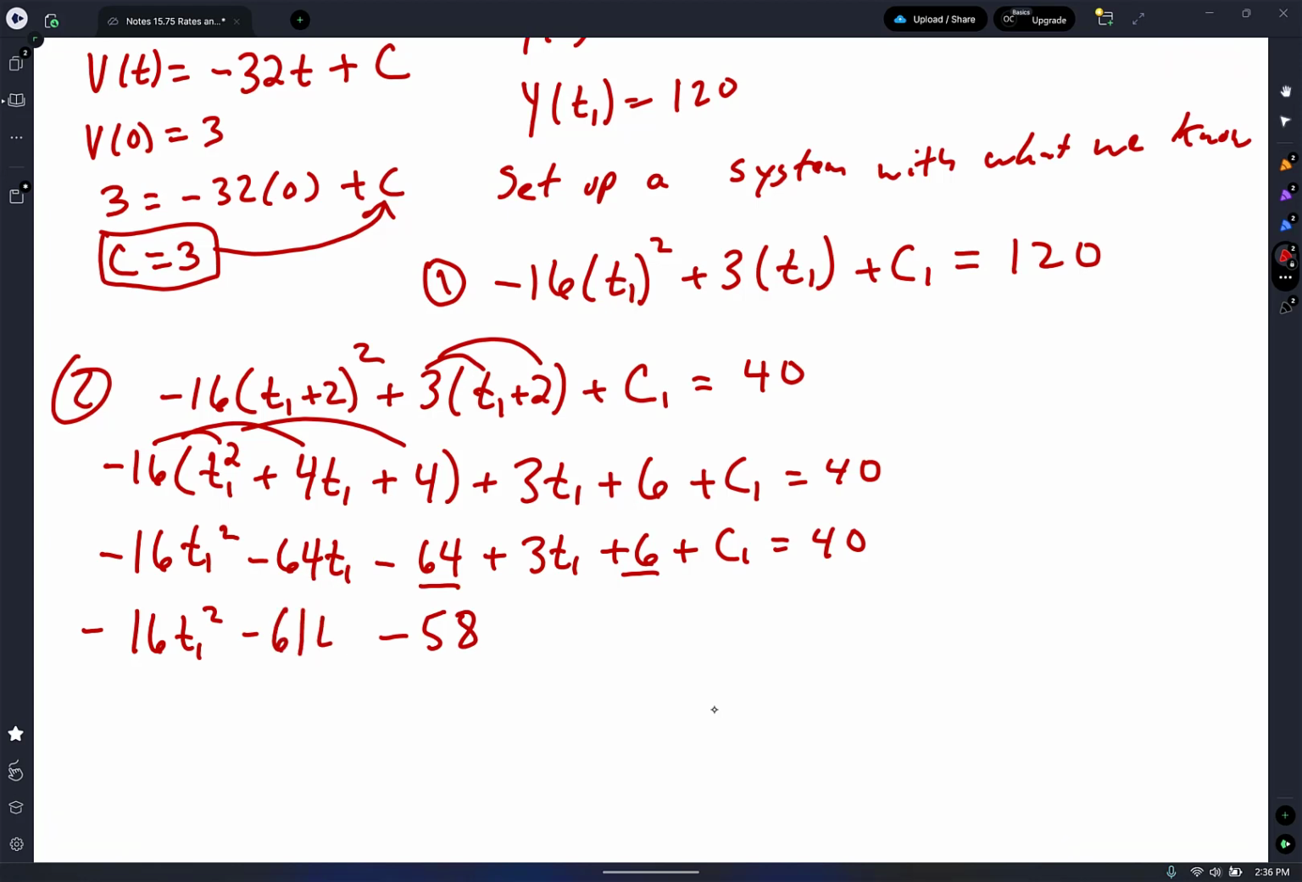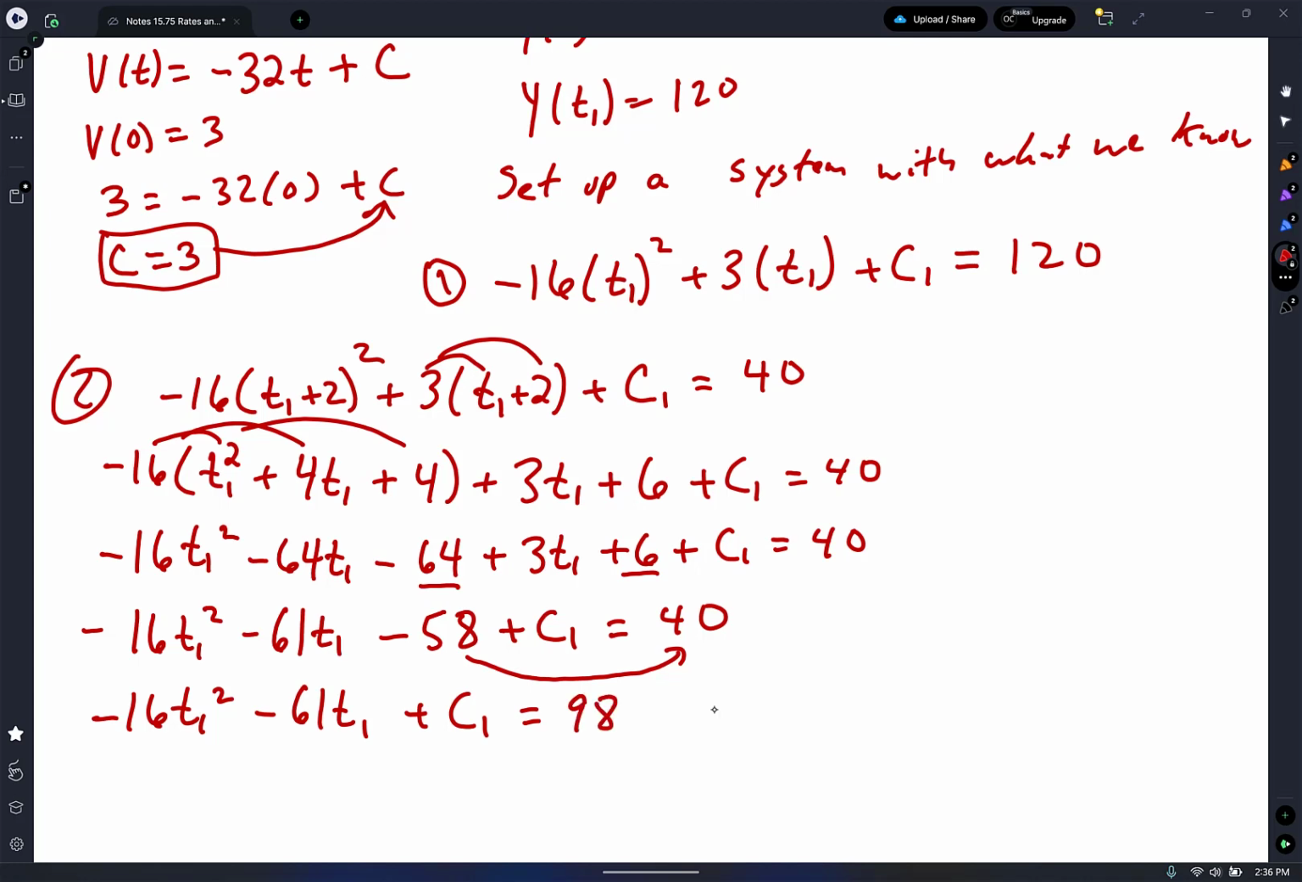Negative 61t1, and then that equals plus c1. Plus c1 equals 40. I don't see any mistakes. Did we combine like terms correctly? Do we have the right signs? Okay. Move this negative 58 to the other side. So negative 16t1 squared minus 61t1 plus c1 equals 98. Are we okay? Okay.